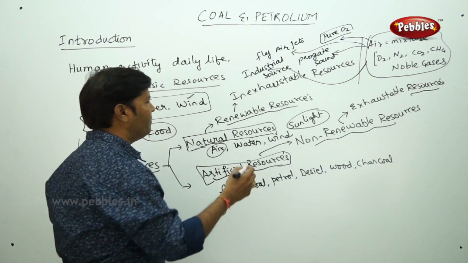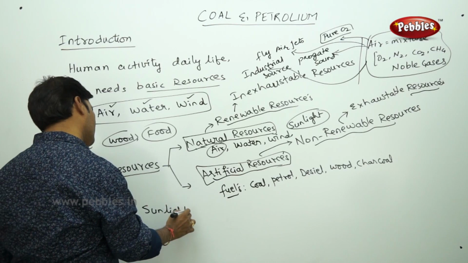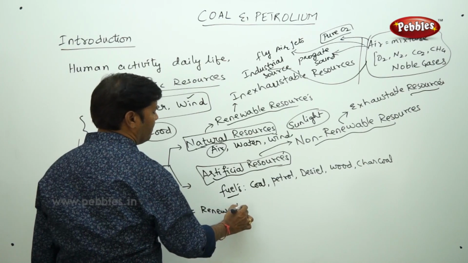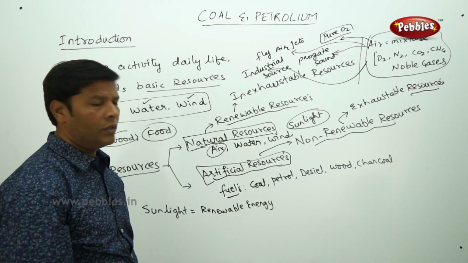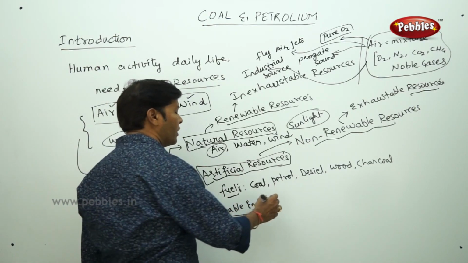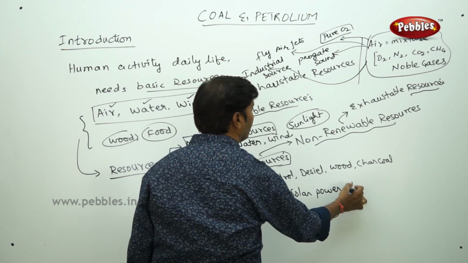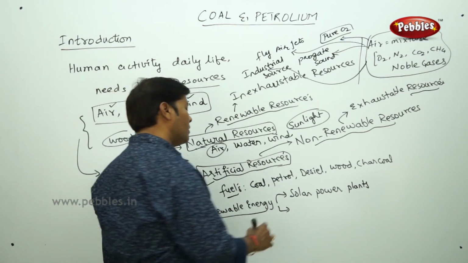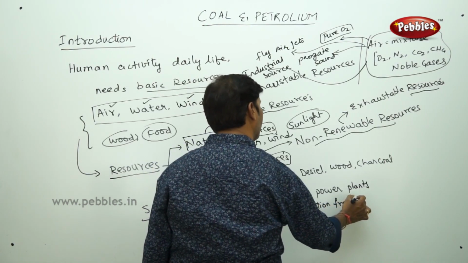Similarly, if you go for sunlight, sunlight is a natural, renewable energy. Today it has become the alternate source for the generation of electricity. Sunlight has become the alternate source for the generation of electricity, that is solar plants. It is a source for solar plants, that is pollution free electricity.